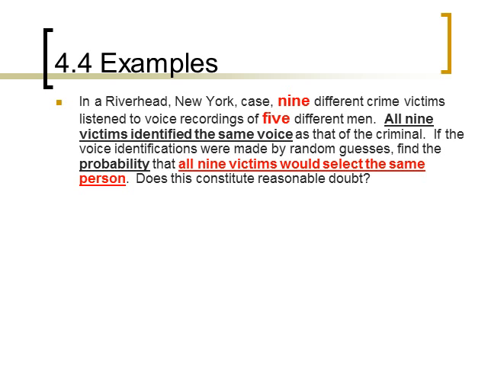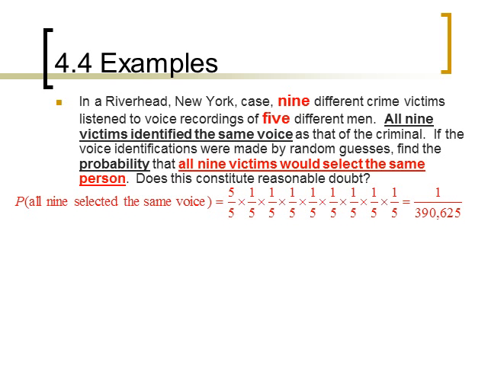Well, let's rephrase this using an and. Because we have 9 different crime victims, we want to find the probability that all 9 select the same person. So the probability that all 9 selected the same voice, we're going to have 9 different fractions, or 9 different probabilities, all multiplied together. So here's how we would rephrase that. It would be the probability that the first person selected the criminal times the probability that the second selected the same criminal times the probability that the third selected the same criminal, and on and on.